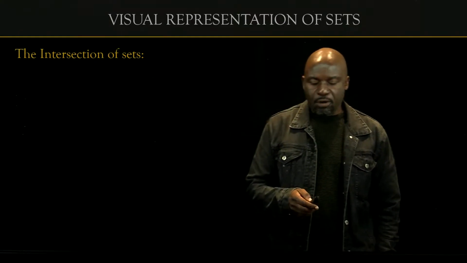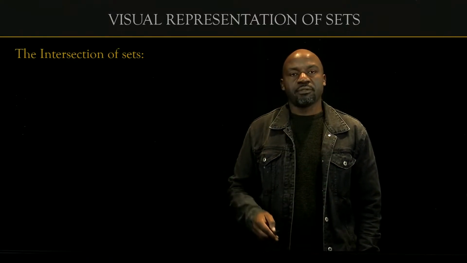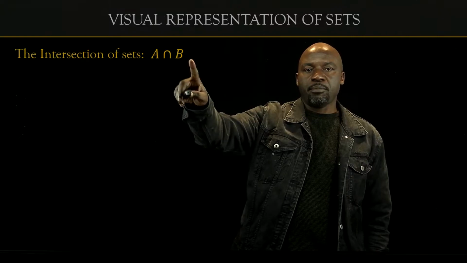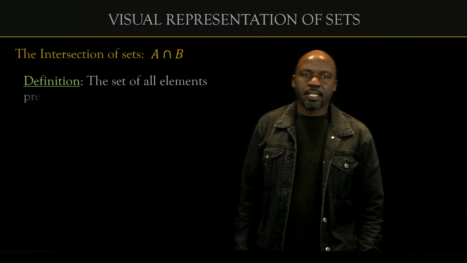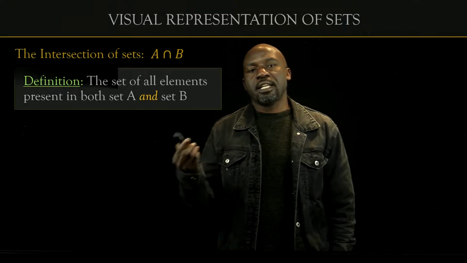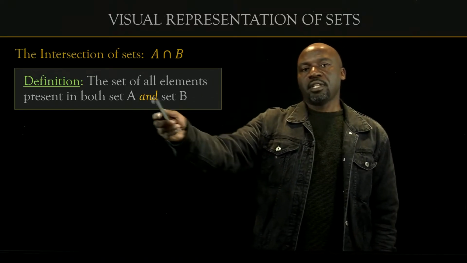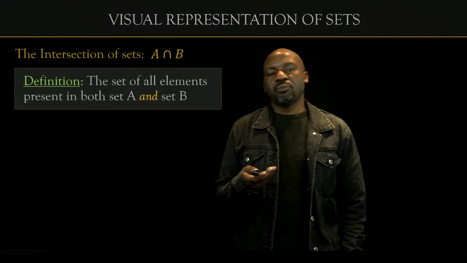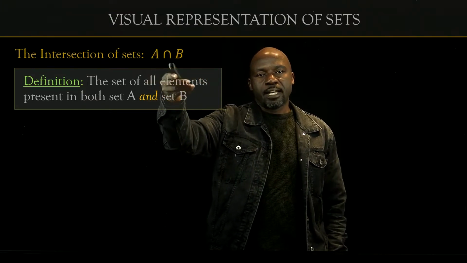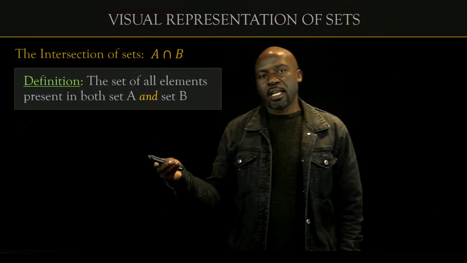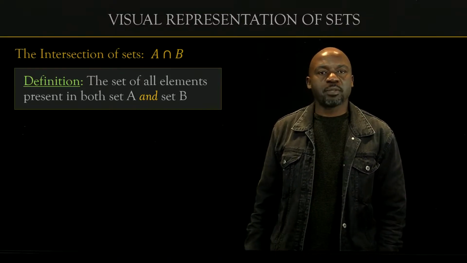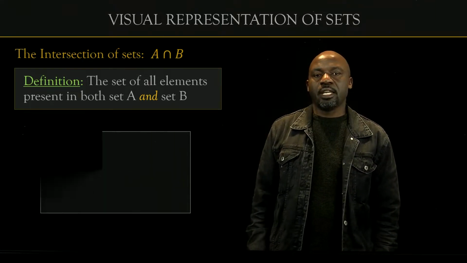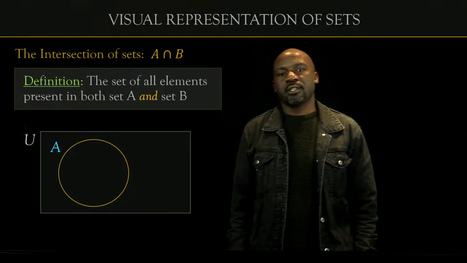The intersection of sets. We want to define what the intersection of sets is. This is how we represent the intersection of two sets A and B. So how do we define the intersection set? It is the set of all elements that you will find in A and also in B. Notice I've put "and" here, and this is important. For an element to be in the intersection, it must be a member of set A as well as a member of set B. It must be an element of set A and an element of set B for it to be in the intersection.